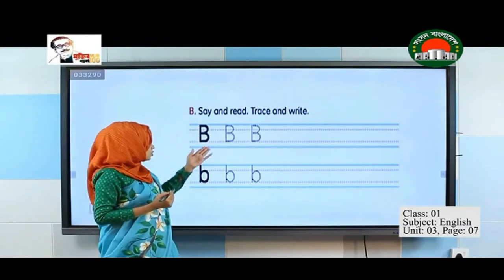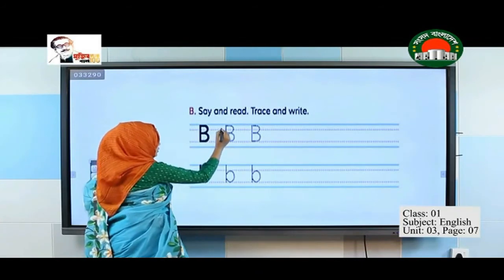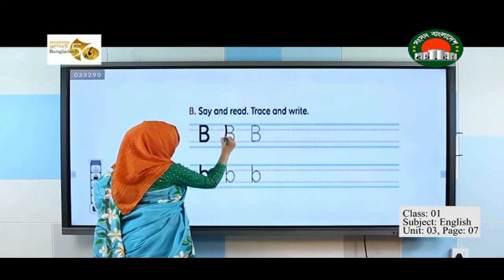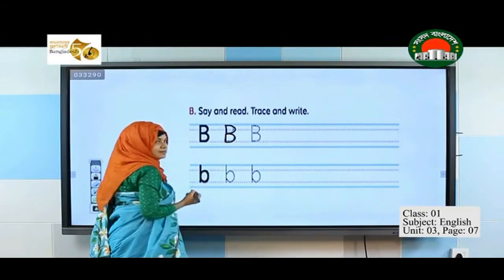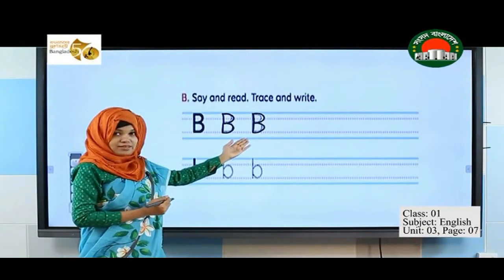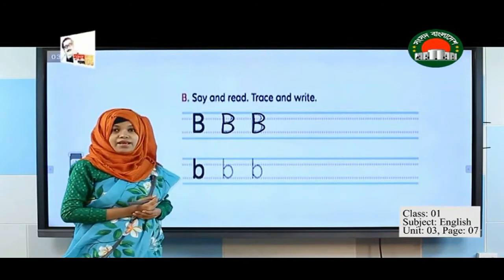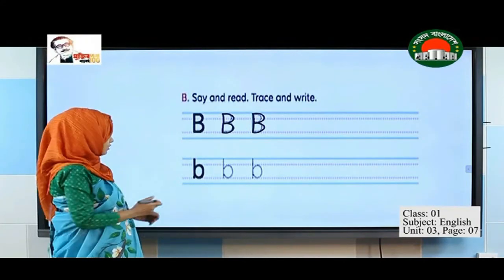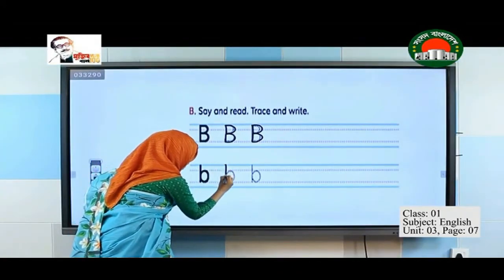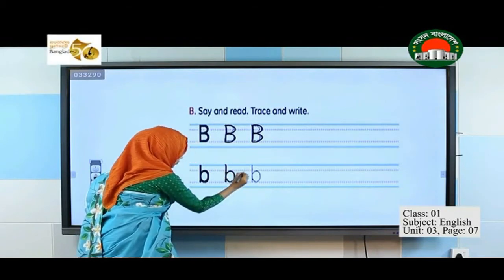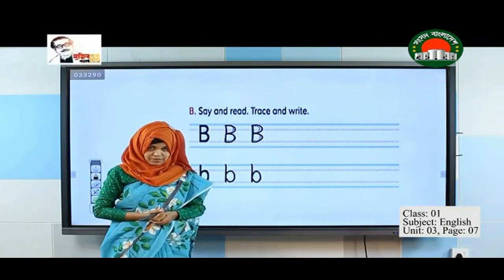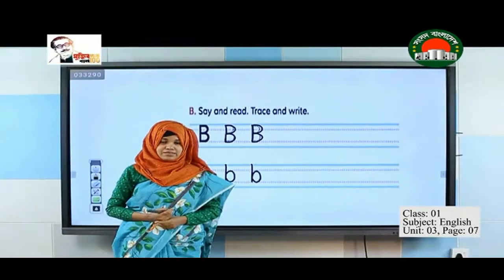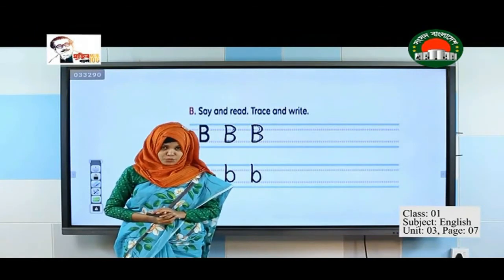Dear students, let's join the dots. Follow me. Down, half circle, half circle. B, B, B, B. And in the same way, small b, from up to down, half circle, down, half circle. Have you completed it? I think you can do so. Thank you so much. I think you have done well.